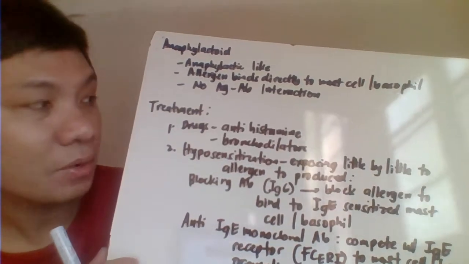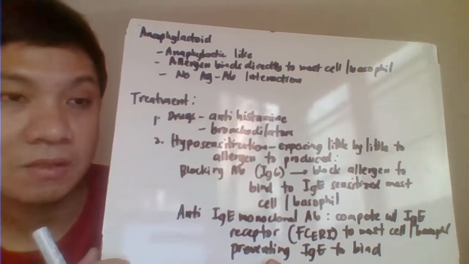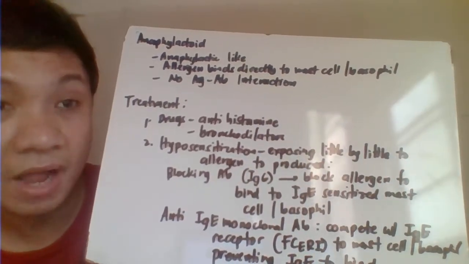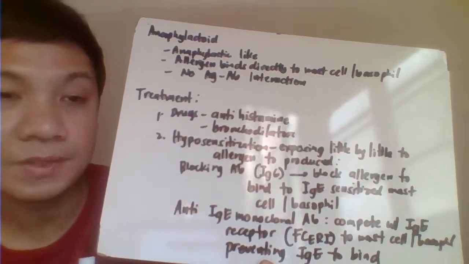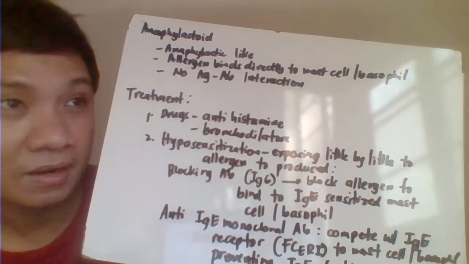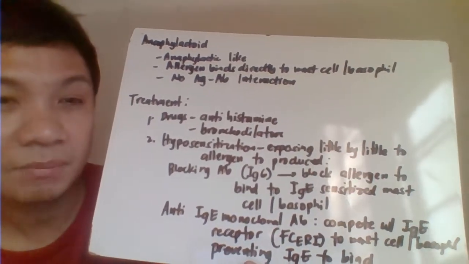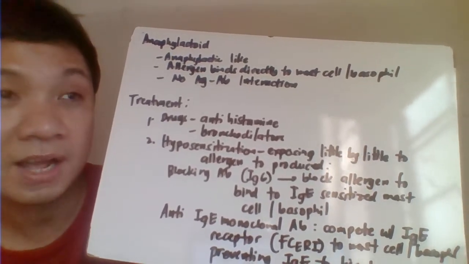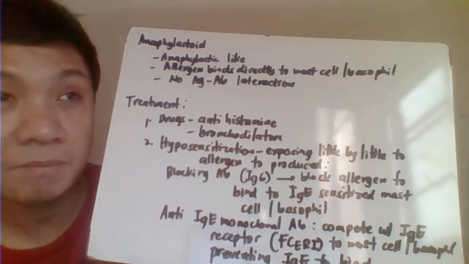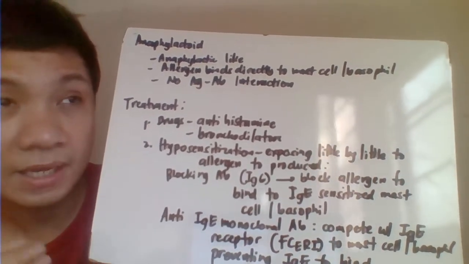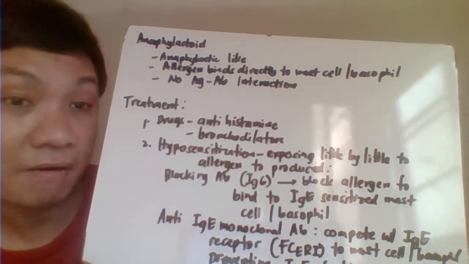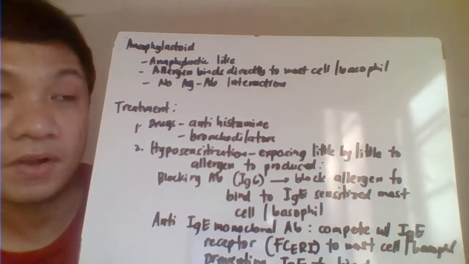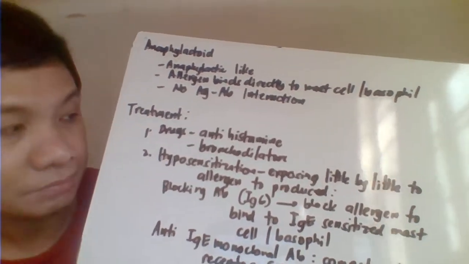For the treatment, we can use antihistamine drugs to primarily decrease the severity of the manifestations of the allergic reaction. We also have bronchodilators, especially for those who cannot breathe. The bronchodilator dilates the airways of the pulmonary tract, because there is increased mucus gland secretion resulting in obstruction of airflow. So you need to dilate the bronchioles in order for the patient to breathe normally.